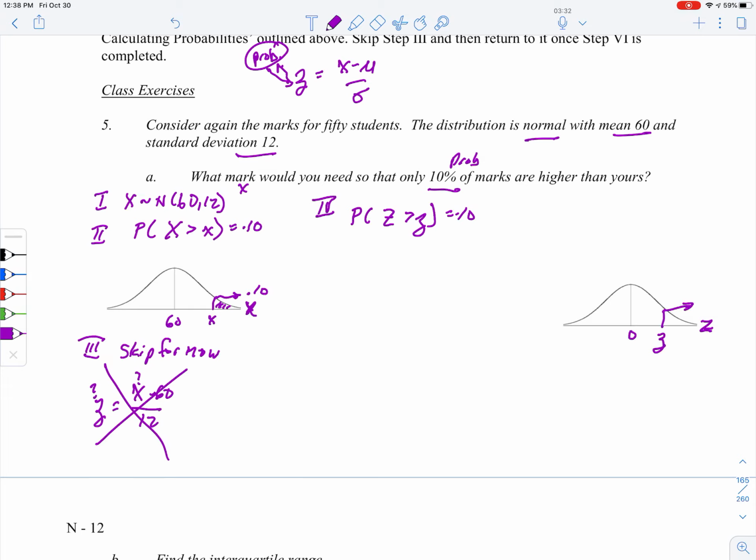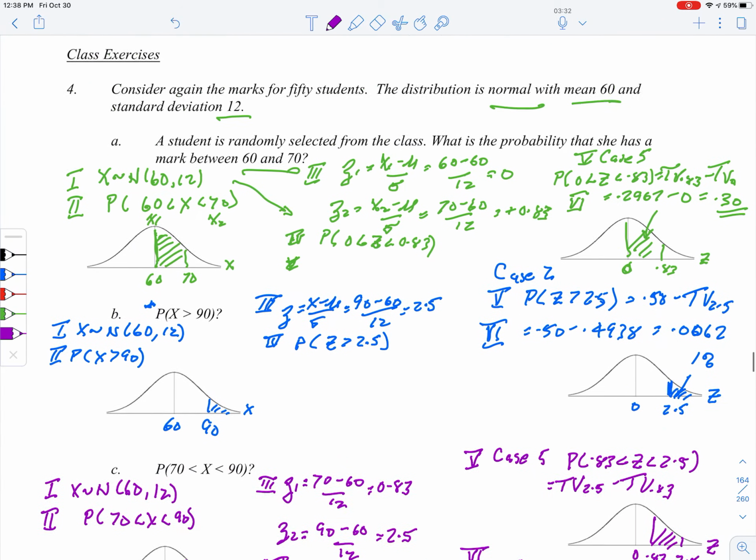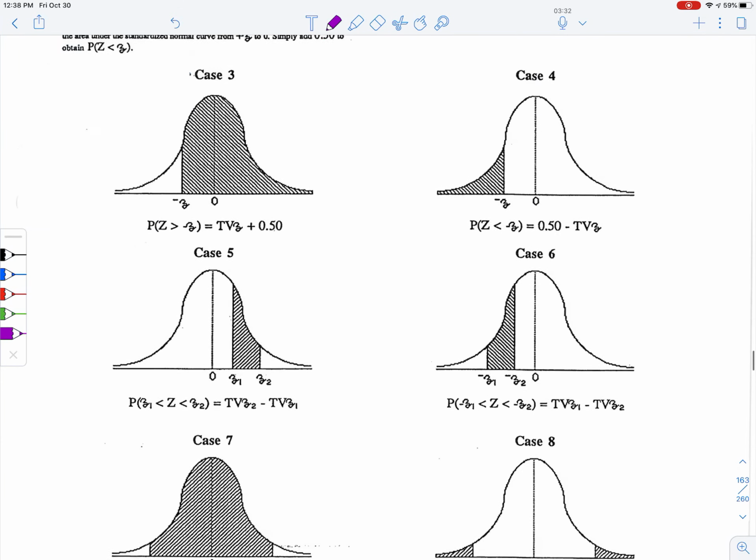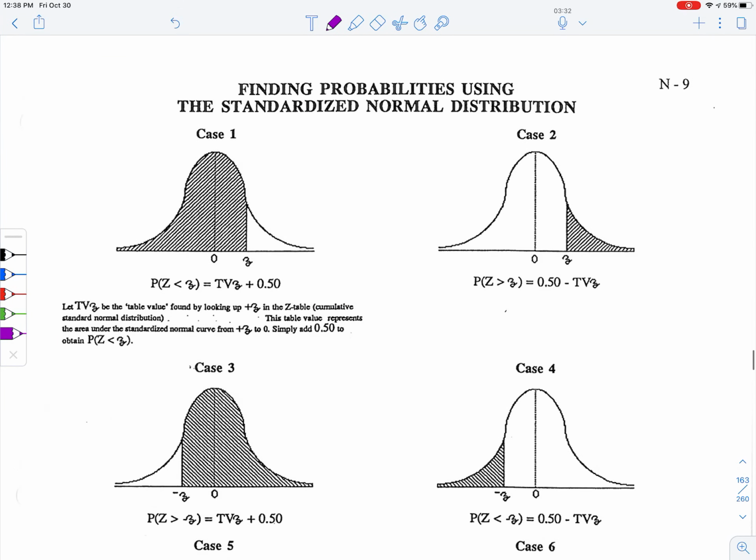I want to come up with some little z value so that we have 10% from this point up. Step number 5 is where you take a look at the cases. And if you look at the cases here, you will find that that is a case 2. The important thing to note is I want you to get to a point where you're not using the cases sheet, because you won't be able to bring it into an exam. I want you to just think this through.